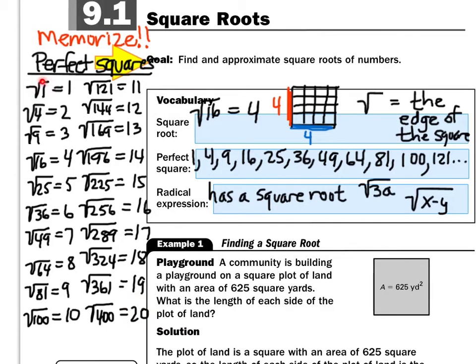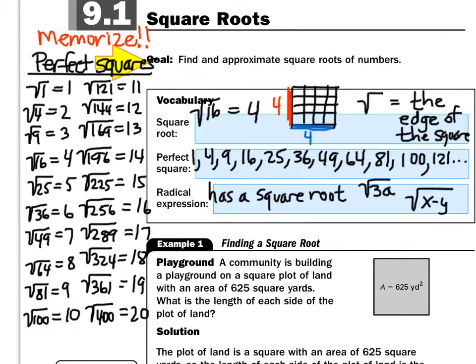So, the square root of 1 is 1. Square root of 4 is 2. Square root of 9 is 3. The square root of 16 is 4. The square root of 25 is 5. Square root of 36 is 6. Square root of 49 is 7. Square root of 64 is 8. The square root of 81 is 9. Square root of 100 is 10.